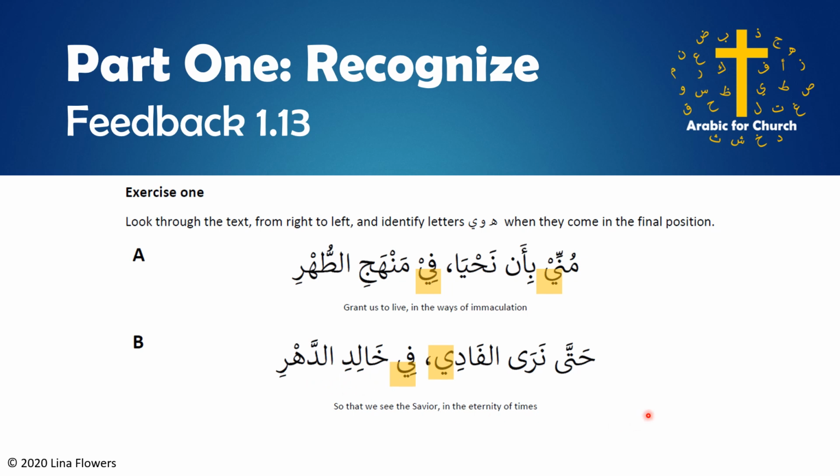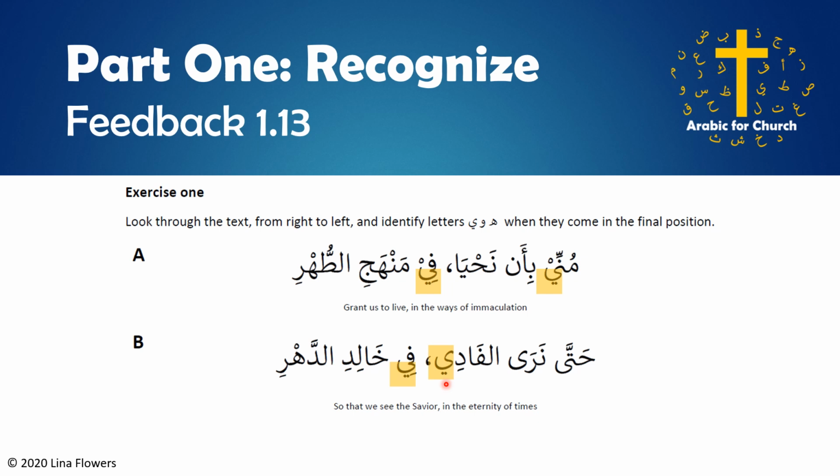If you remember when we talked about letter Alif, we said that usually when it comes at the end of words, it sounds like a vowel. So you can see here, munni, fi, al-fadi, fi. So these are all vowel sounds. So Ya follows more or less in the same way. Not always, but very often when it comes in the final position, it'll sound like a vowel.